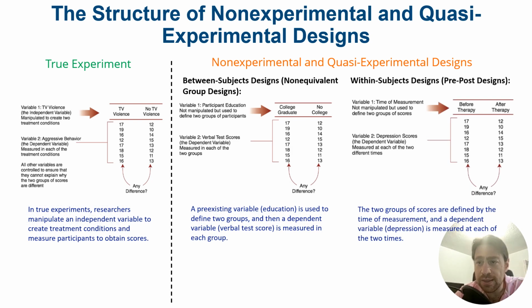And finally, let's consider this example here on the right. So in this study, you are comparing depression scores before and after therapy in the same group of individuals. So here, the groups are created in terms of time, either before treatment or after treatment. And this design is referred to as a within subject pre-post design. So you're comparing the same group of individuals on two different points in time.